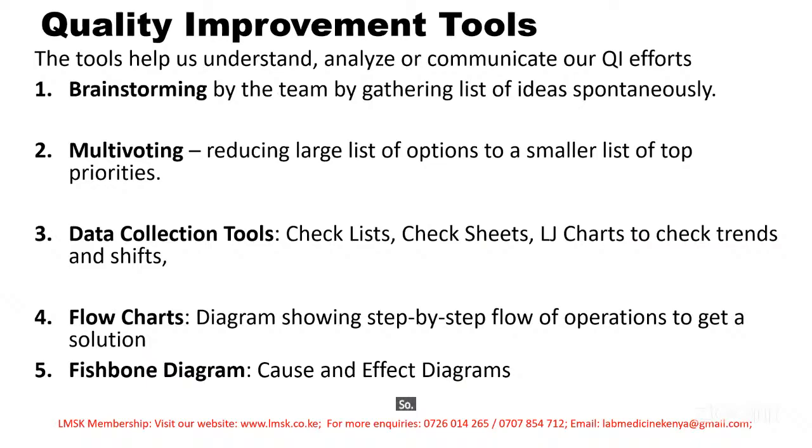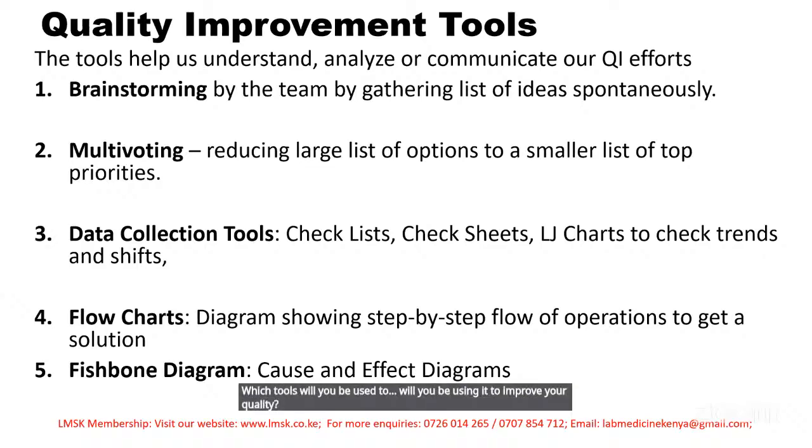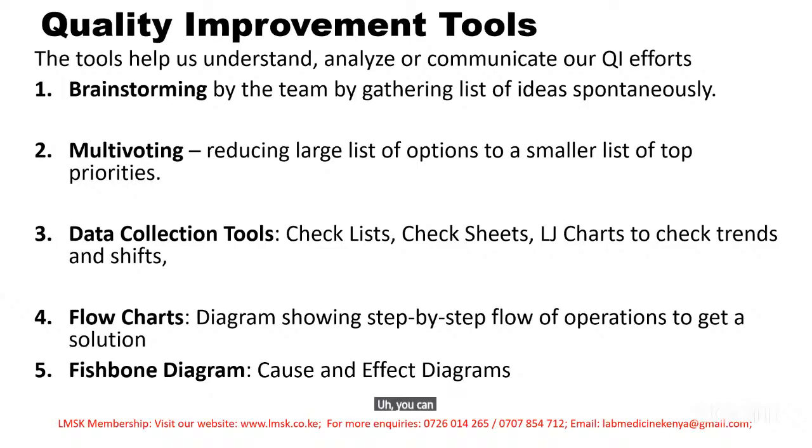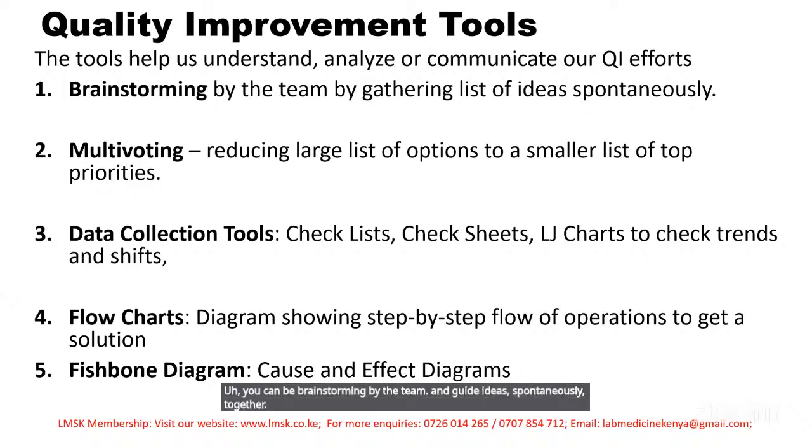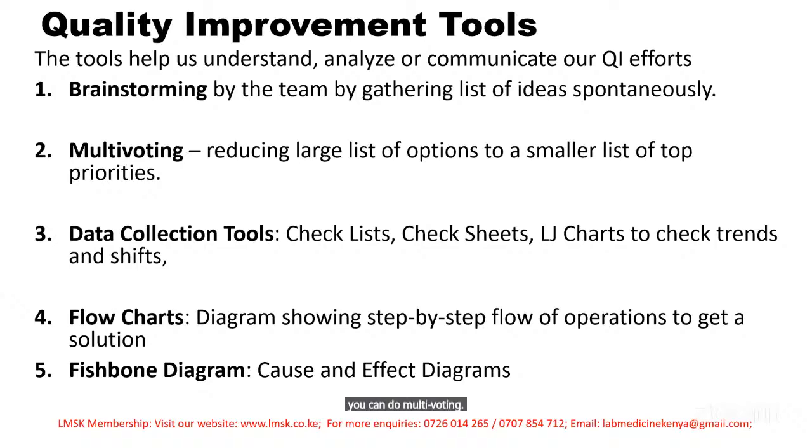So, quality improvement tools. Which tools will you be using to improve your quality? You can brainstorm as a team and gather ideas spontaneously together. You can do multi-voting. You can identify a list of options or strategies to improve, then you vote according to the priority of the list. Your data collection tools: flowcharts, fishbone diagram.